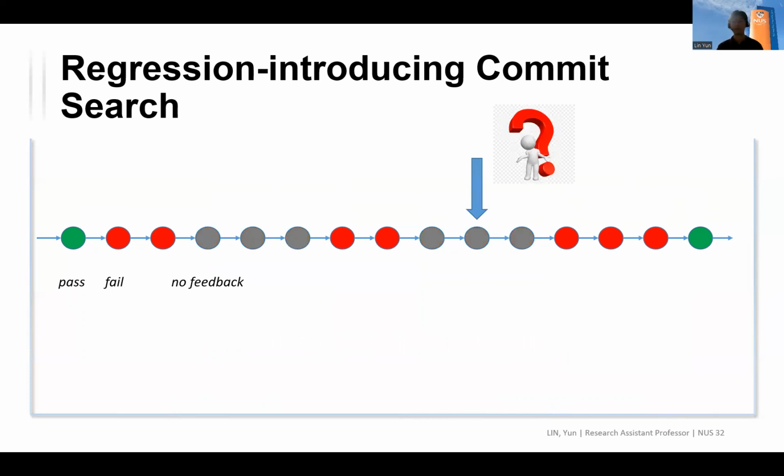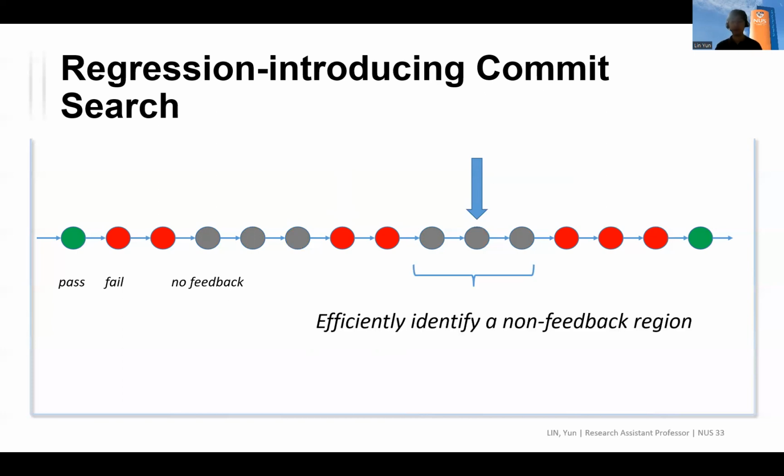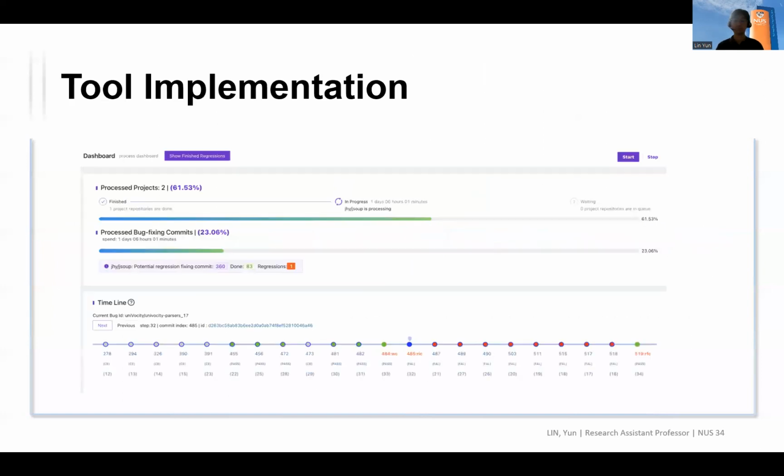However, in practice, some commits cannot compile. In addition, the test migration might not be successful in some other commits. It means that the binary search strategy can get stuck on some commits without the feedback to move forward and backward. Our rationale is to enhance the binary search by efficiently identifying a non-feedback region. By this means, we can soon escape from the region to further the binary search, and the audience can refer to our papers for more details.